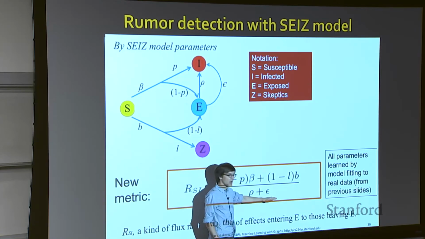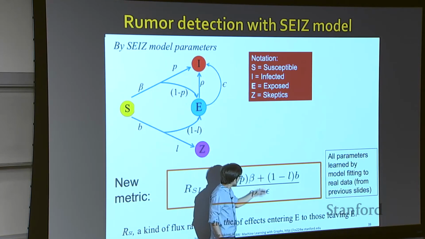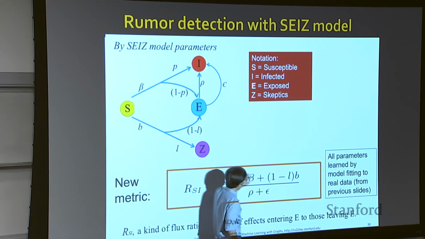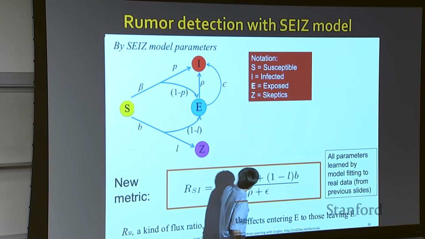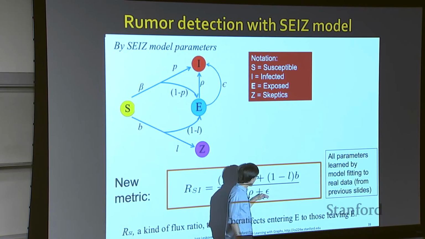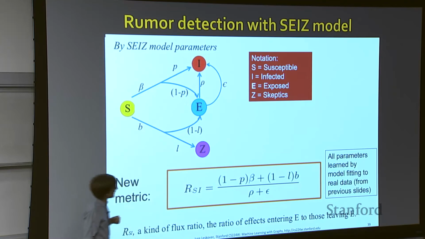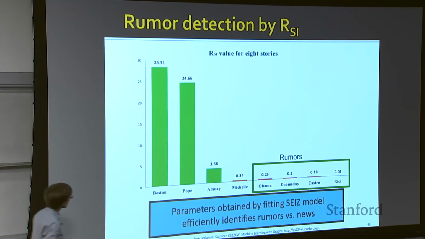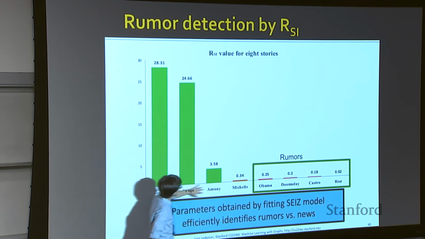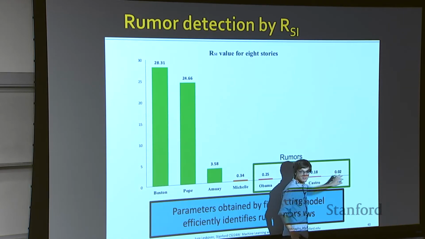And then this is the outflux of people, so people leaving E to go to infected, right? And they are interested in this ratio. So in some sense, this ratio is the speed at which people get exposed divided by the speed at which people get out of the exposed state. What is interesting is that if you plot their data, they find that for real events, here they are, this ratio is much higher than for fakes, right?